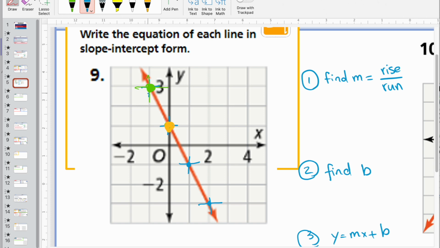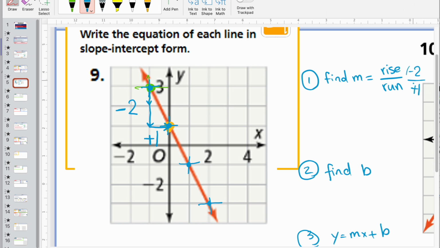Okay, so what's my rise from the green? I have to rise down 1, 2 down. So my rise is 2 negative because it's down. And what's my run? I have to proceed from here and run to the right 1 place. So 1 to the right, so it's positive. My rise was 2 negative and my run was 1 positive.